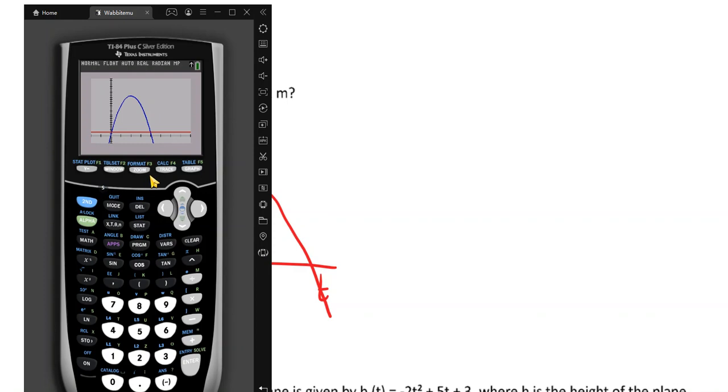So let's go second, calculate. Now we have another one, right? We have intersect. So let's go down to that one. Let's go down to intersect. So enter. Now this is very similar to before, right? So here, you know what? I'll find the one to the right first. Doesn't matter which one you do.